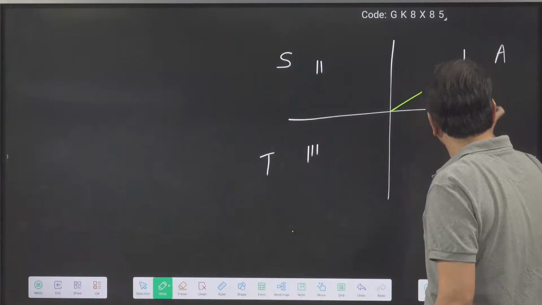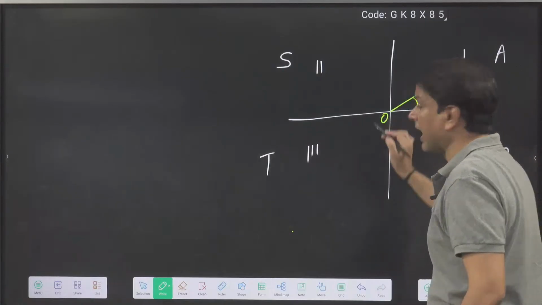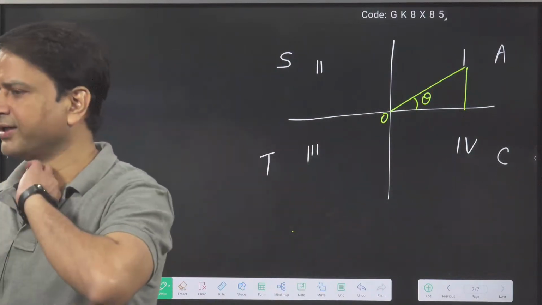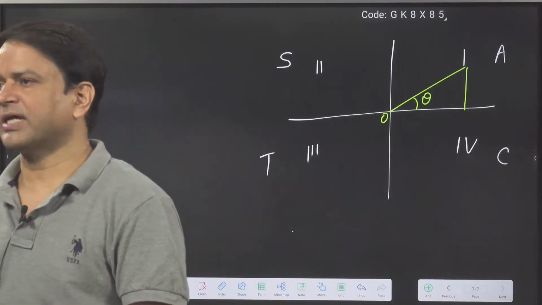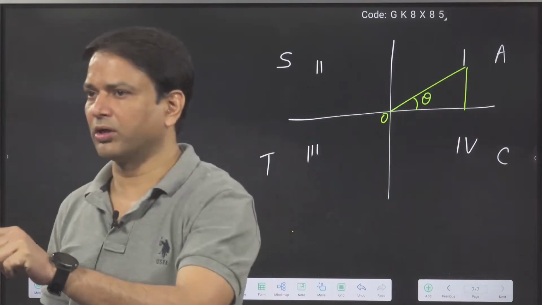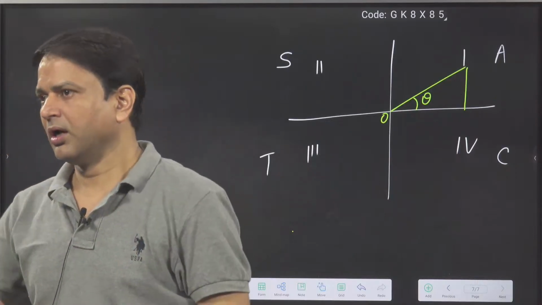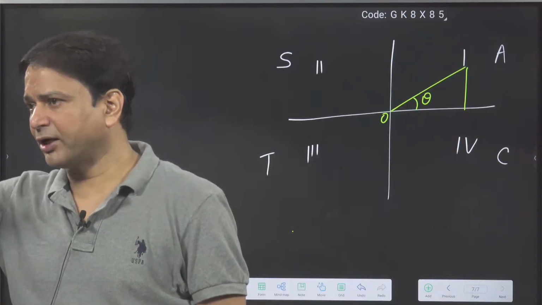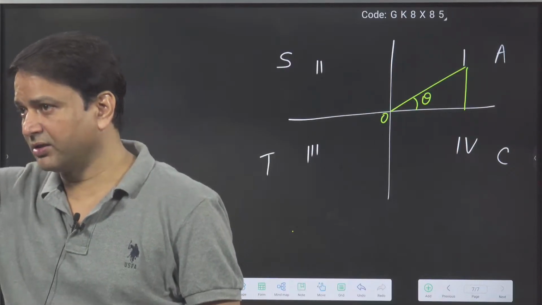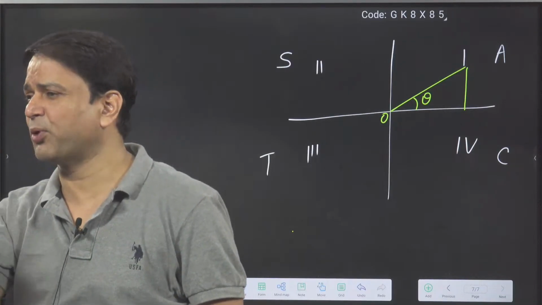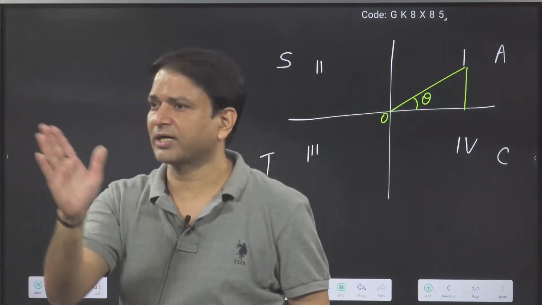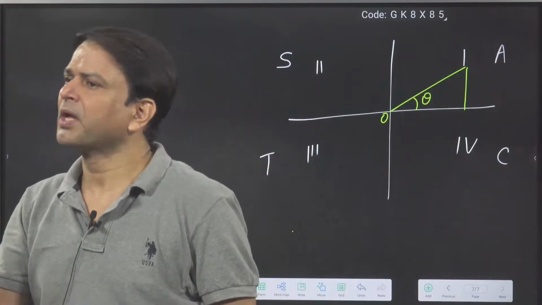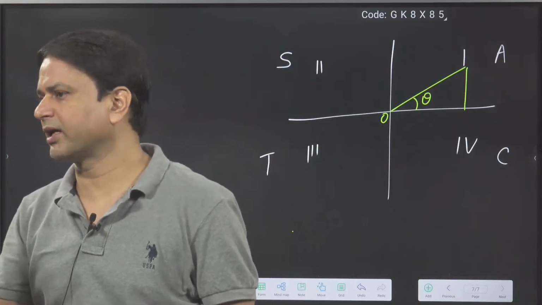Suppose I am making a triangle in the first quadrant, like this, with angle theta. Suppose I ask what is sine theta. You will say opposite upon hypotenuse, or perpendicular upon hypotenuse. For this triangle, the perpendicular is measured in the positive y direction, so the perpendicular is positive. So perpendicular upon hypotenuse we will get positive.